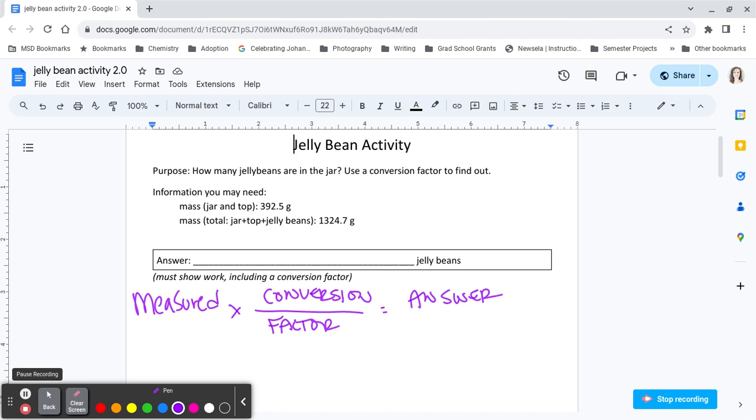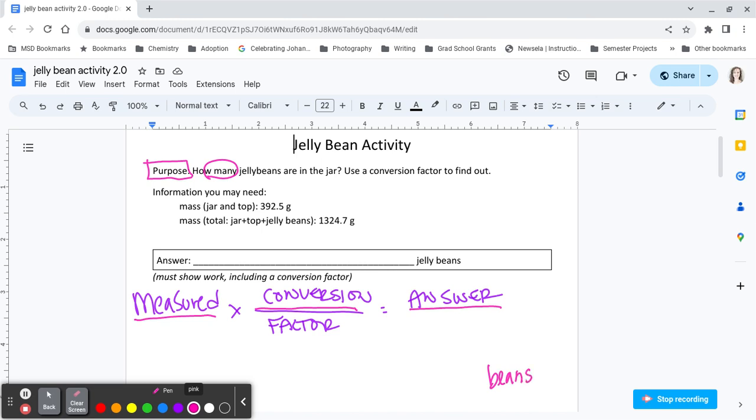We're going to have a measured number here times a conversion factor, and then that's going to equal our answer. So a good place to start is by thinking through what unit you want your answer to be in. And we see here that our purpose is to find how many jelly beans are in the jar. This is really what I'm looking for. How many jelly beans? Now this unit's a little tricky because it's not a typical unit like grams or milliliters or centimeters. If I ask you how many jelly beans, you might say 17 jelly beans. And that is the unit of our answer. The unit of our answer is just going to be in beans.